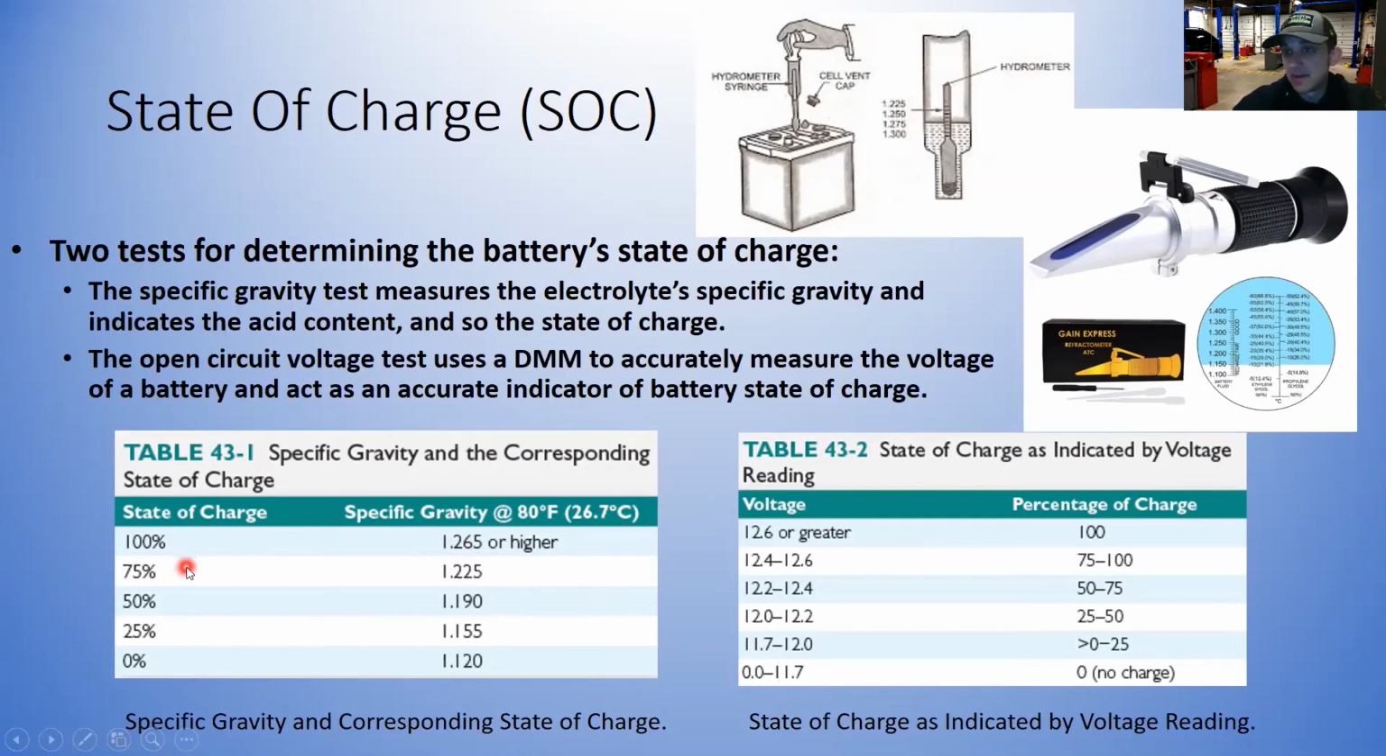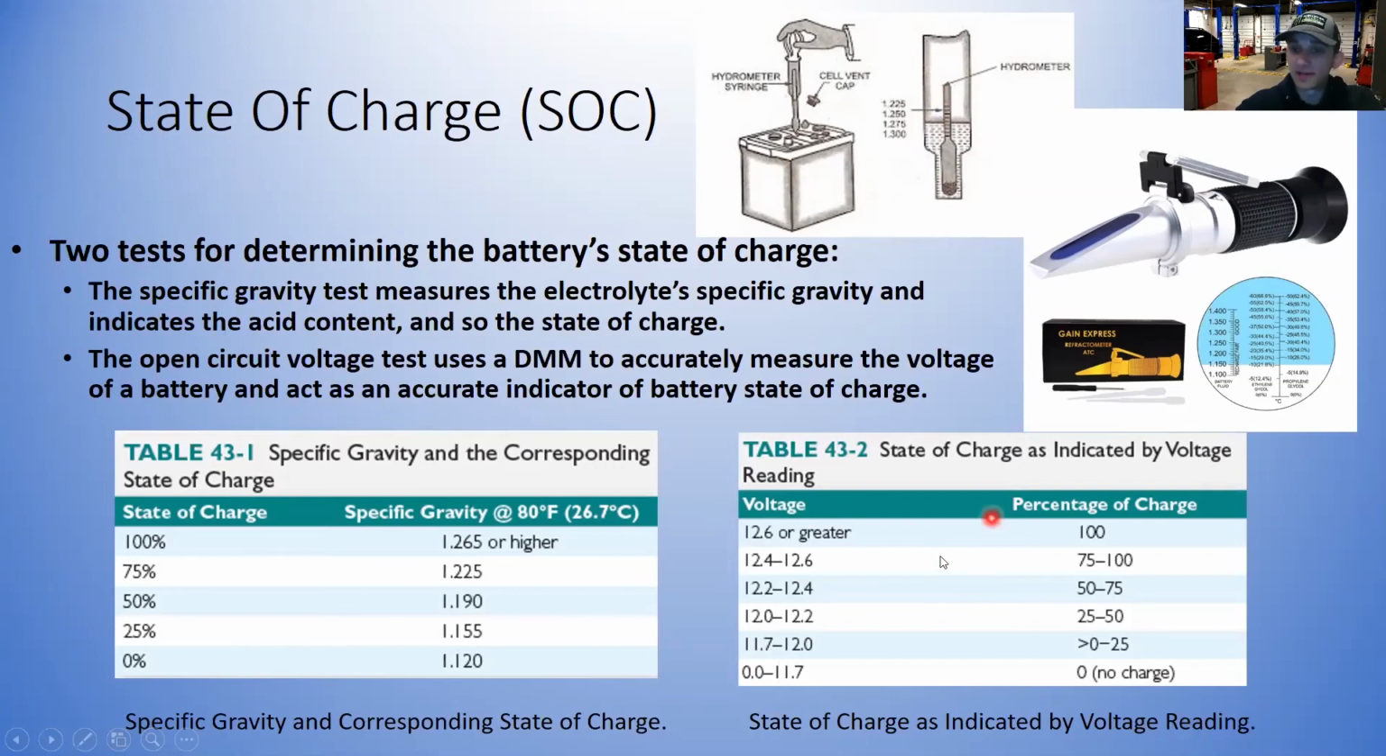You know, 12.2 is about 50%, 12.4 is about 75%, and so on. Now you have to take into account the temperature, and some of these hydrometers have a temperature correction scale on it. Some of them don't, okay? So on this chart, it's the state of charge indicated by a voltage reading.